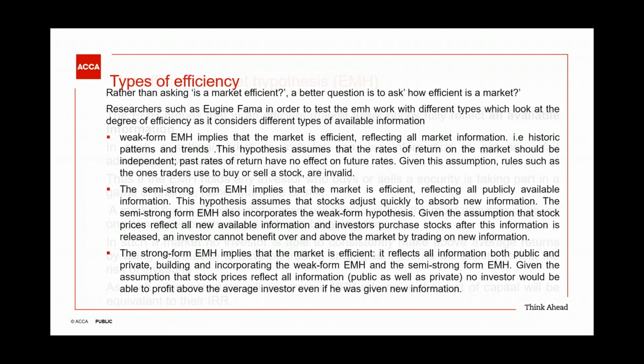So then, to test efficiency, a lot of researchers like Eugene Fama, as a researcher, plays around with different forms of efficiency, which actually deals with different types of information. In a weak form efficient market, we would expect at least historical information to be reflected in prices. So in such a market, no investor can use historical information, especially past patterns and trends, to make gains.